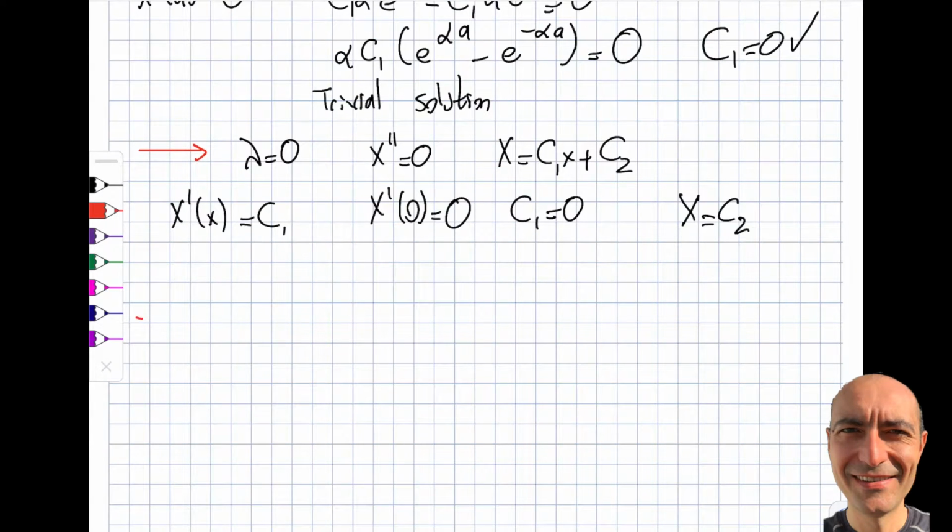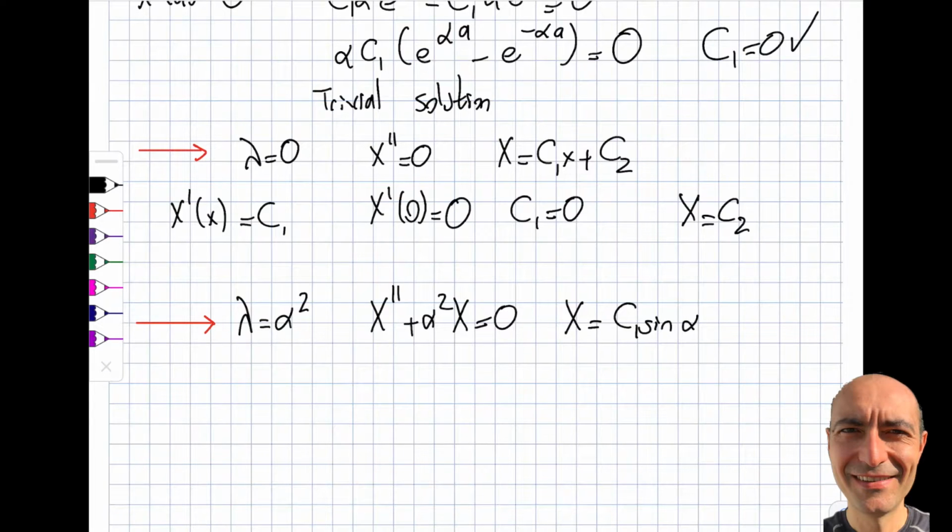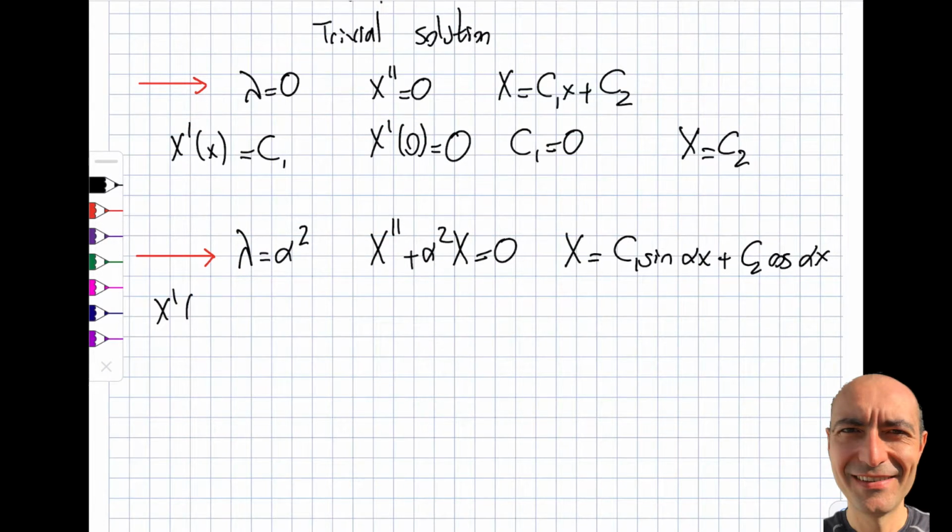And let me do the positive one as well. And you can see that this time I have lambda is equal to alpha squared, a positive value, so x double prime plus alpha squared x is equal to 0. Very similar. So from here you get x is equal to c1 sine alpha x plus c2 cosine of alpha x. Okay, so let's take the derivative. I will need this. x prime will be, well, it's fairly easy, alpha c1 cosine of alpha x minus alpha c2 sine of alpha x, right?